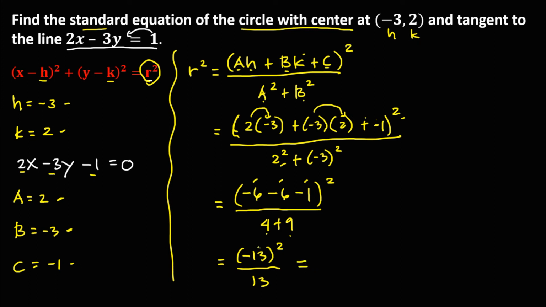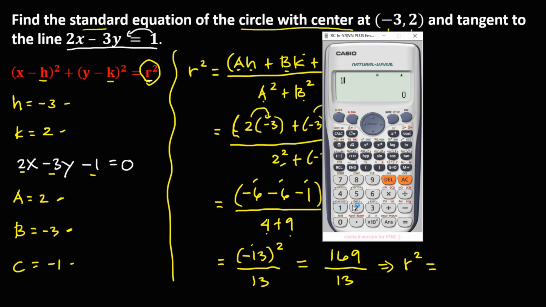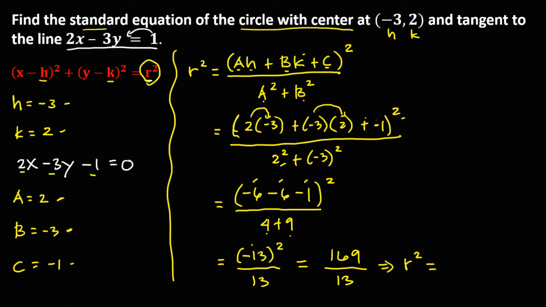Then simplify. So negative 13 to the power 2, so negative 13 times negative 13, this one is positive 169. Then over 13. Then to find out the value for r squared, we have 169 divided by 13. That's 13. So therefore, r squared is equal to positive 13.